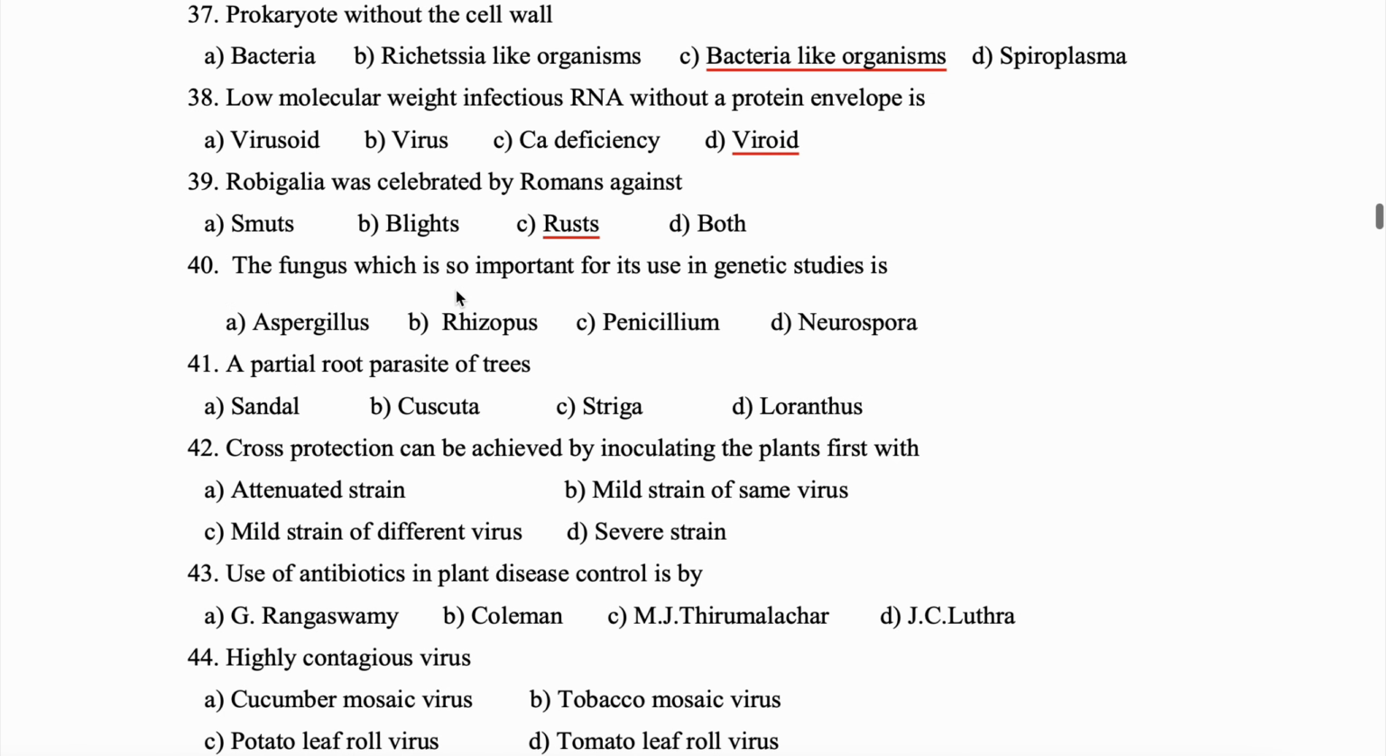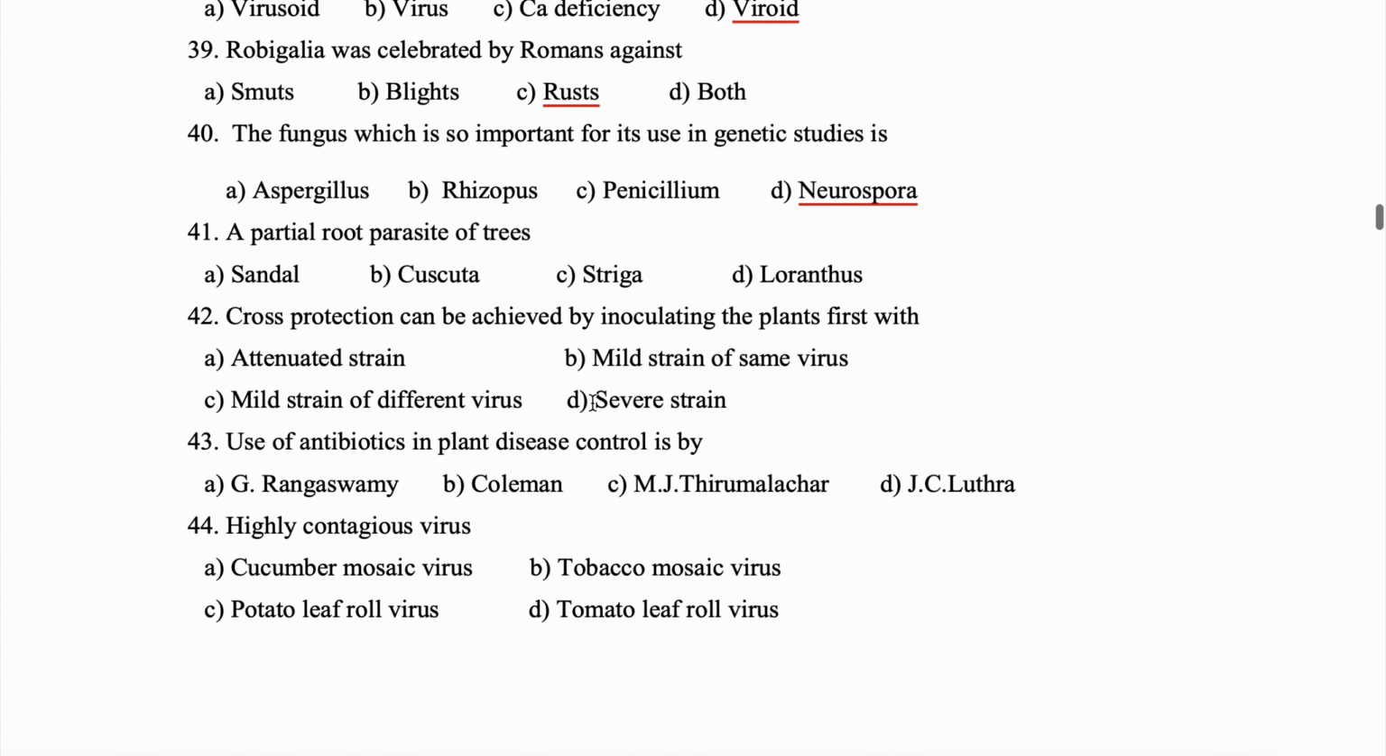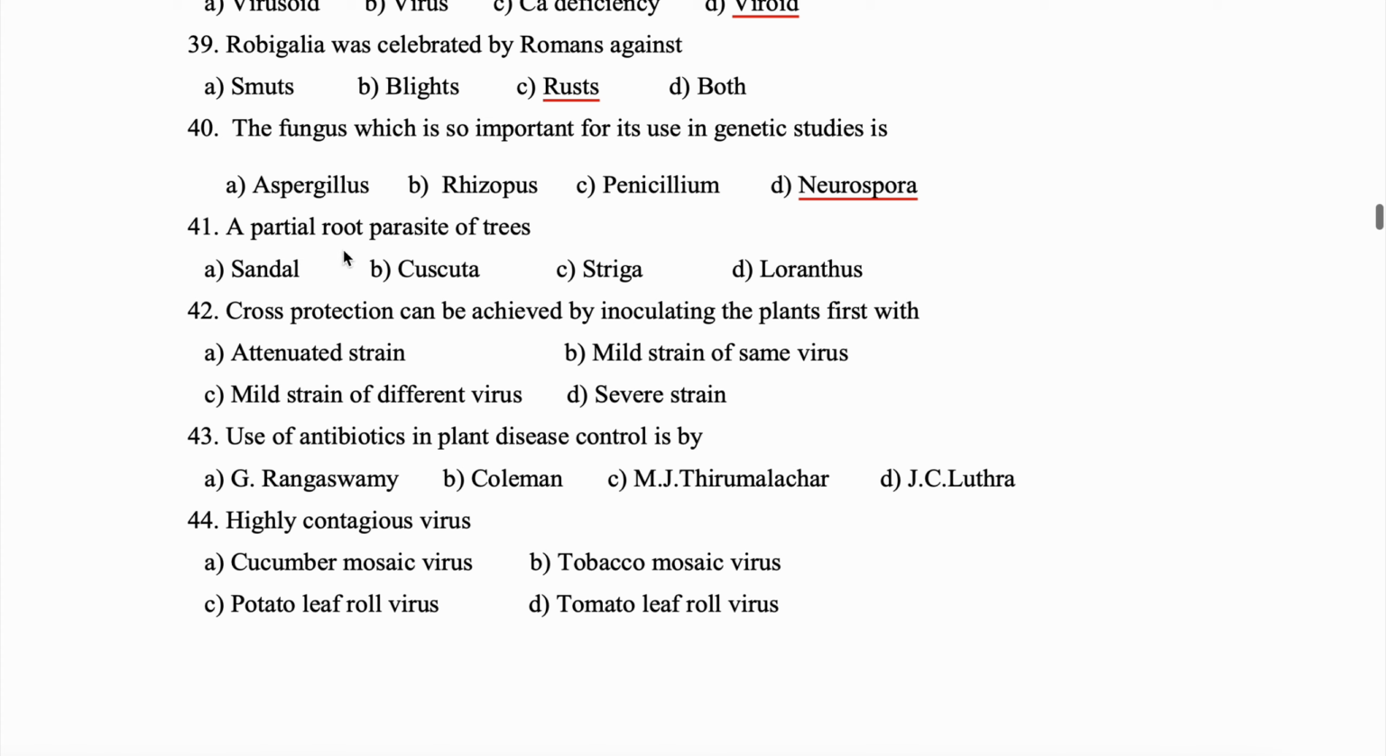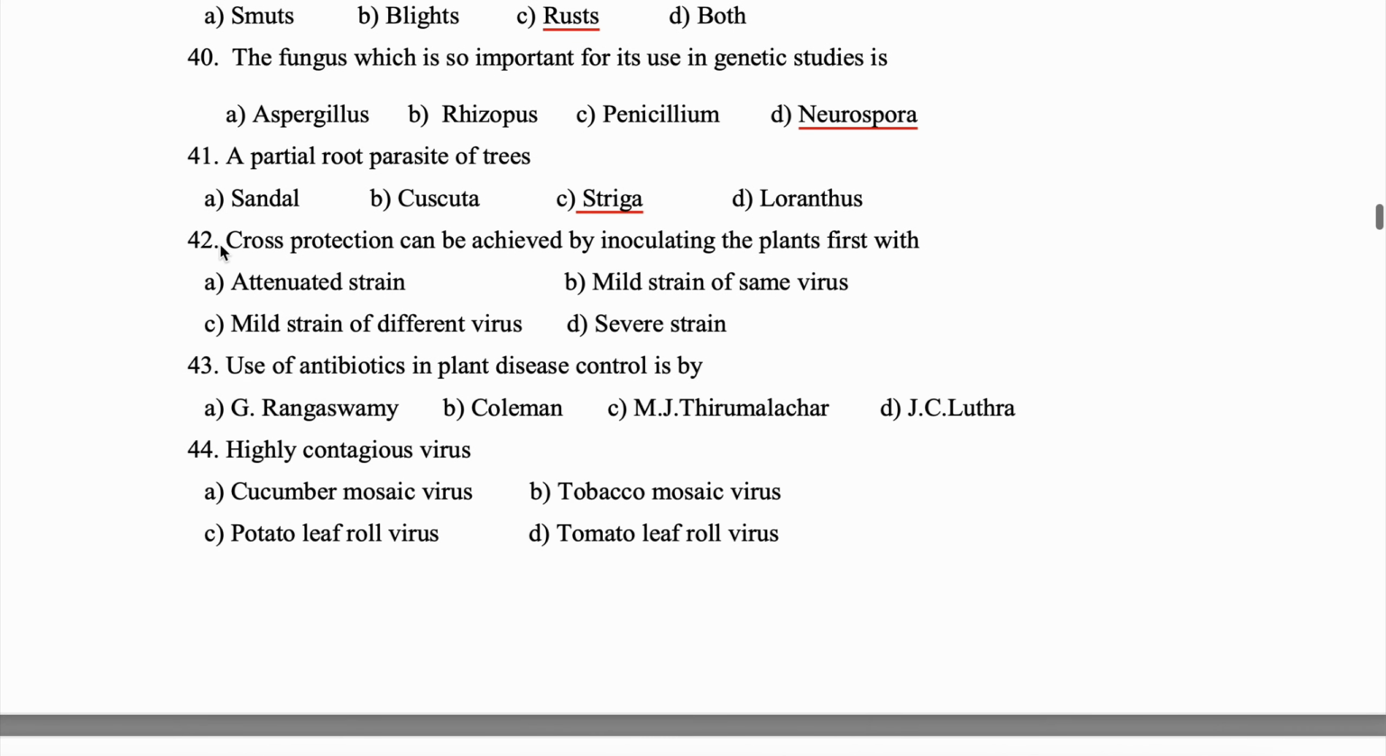Next question 40. The fungus which is so important for its use in genetic studies. It is Neurospora. Question 41. A partial root parasite of trees. It will be Striga. Next. 42. Cross protection can be achieved by inoculating the plants first with a mild strain of the same virus.